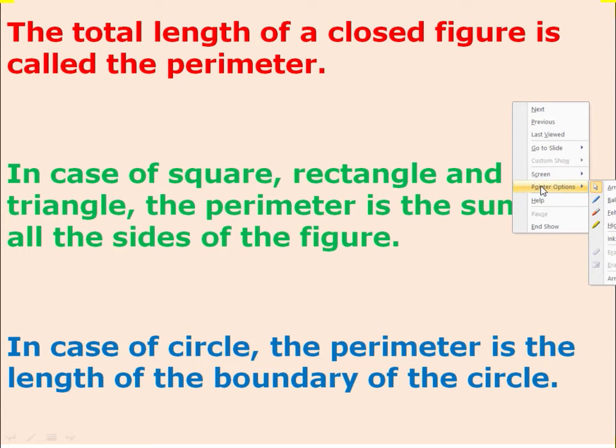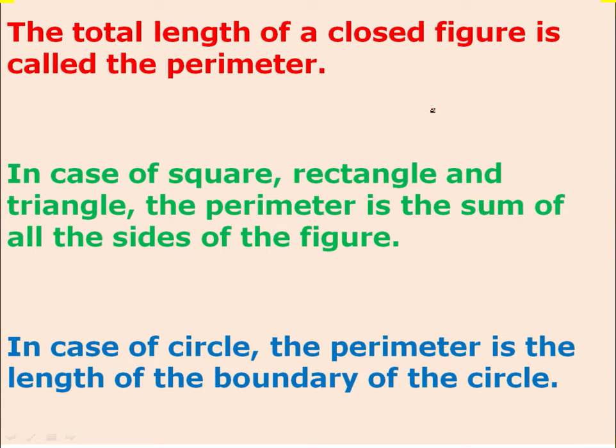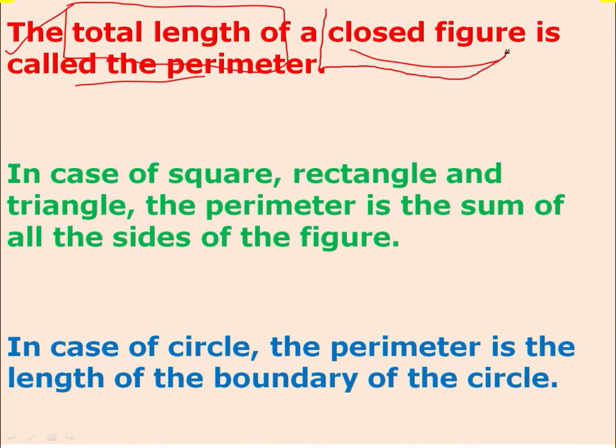Now, dear students, we have to know what is meant by perimeter. The definition of perimeter here is given: the total length of a closed figure is called the perimeter. Here you can see one phrase, total length, and another concept, that is closed figure.